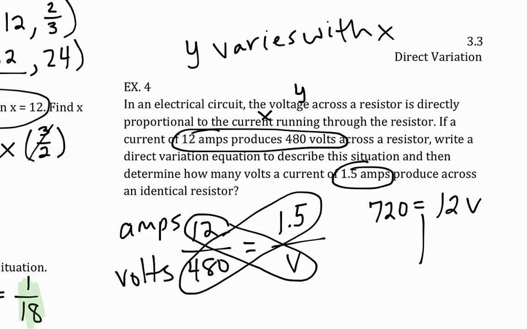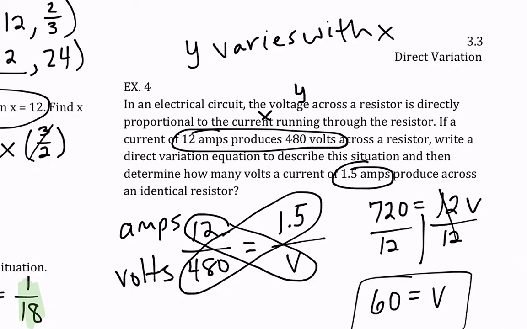So now it's just a solving game. I need to get rid of that 12 by dividing by 12 on both sides. 720 divided by 12 is 60. So I know that if it produces 1.5 amps, it's going to be 60 volts.